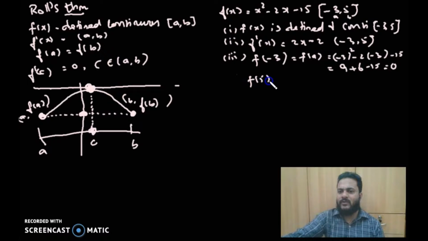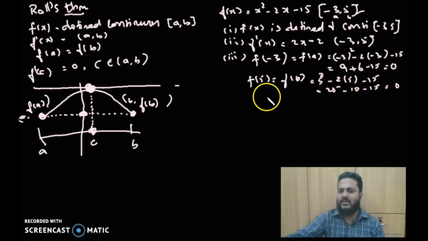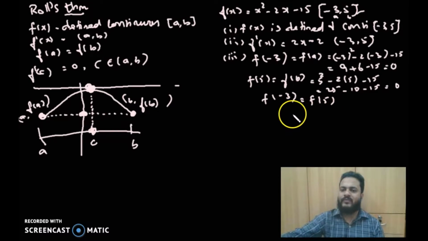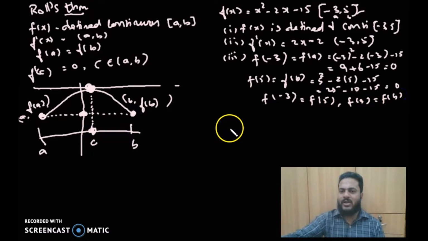Find the next value, f of 5, that is f of b. This is the b value, which is 5 power 2 minus 2 into 5 minus 15. So it is 25 minus 10 minus 15, which is equal to 0. And hence f of minus 3 is equal to f of 5. So f of a is equal to f of b. That condition has been satisfied.